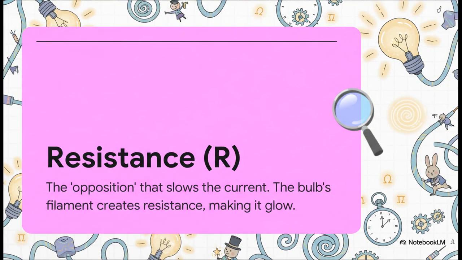And our third player is resistance. Just like the name says, this is the opposition. It's kind of like electrical friction. As the current tries to flow through that super thin little wire inside the light bulb, the filament, it meets a ton of resistance. But here's the cool part. This opposition isn't a bug, it's a feature. That struggle, that friction, is exactly what causes the filament to heat up and glow. It's the whole point. And we measure this resistance in a unit called ohms.